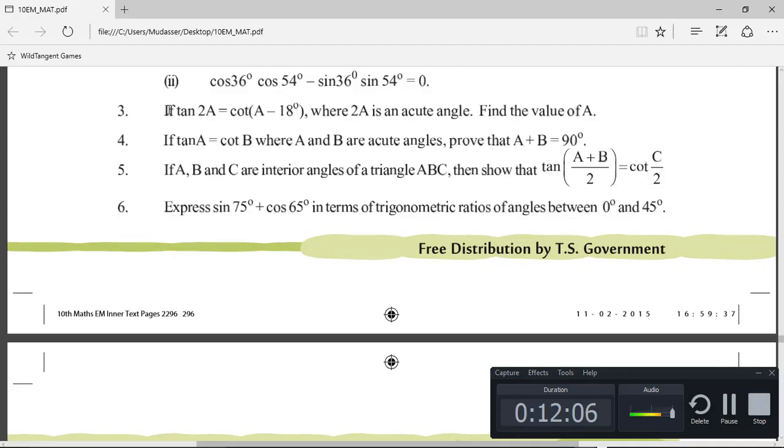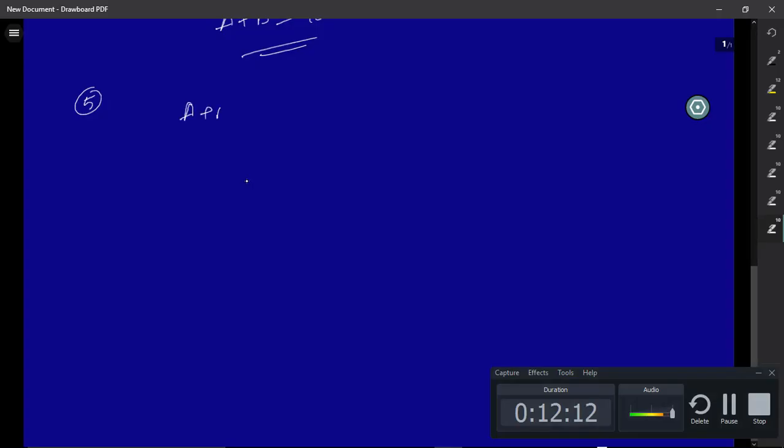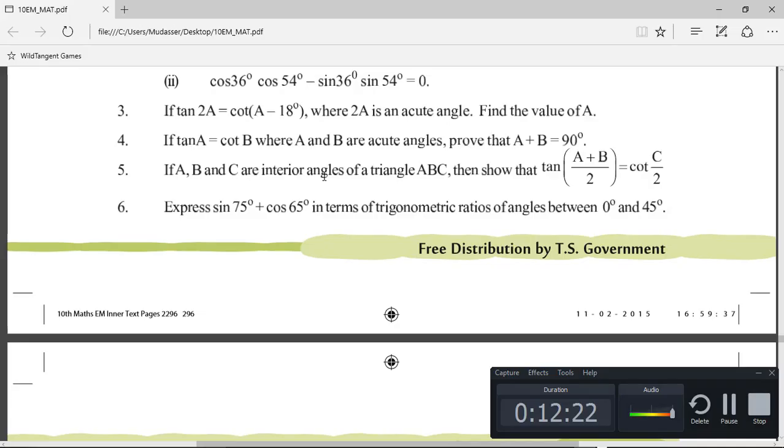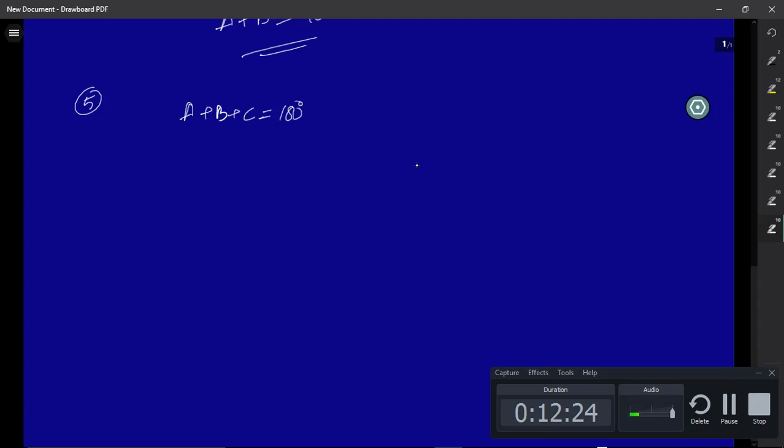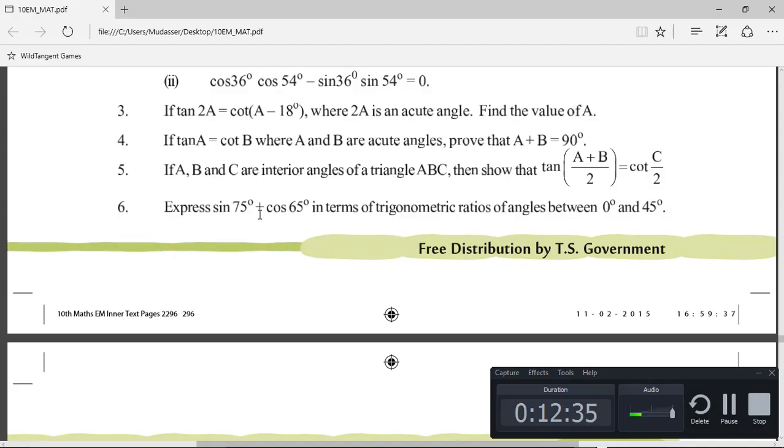It is given that A, B and C are interior angles of a triangle ABC. We know that the sum of angles in a triangle is equal to 180 degrees, right? So the sum of those three interior angles should be equal to 180 degrees. Now, on the left hand side I have only A plus B, right? So I'll just keep A plus B on the left hand side and I'll take this angle C to the right hand side.